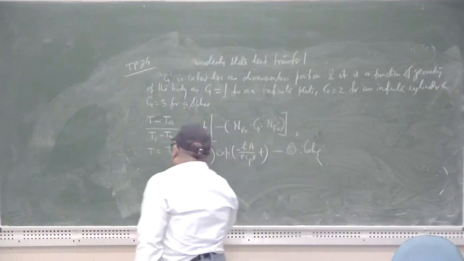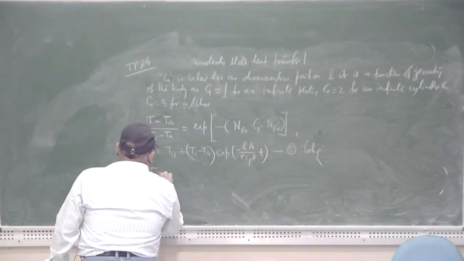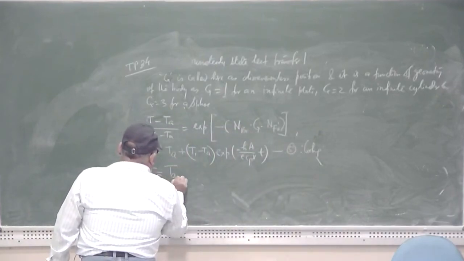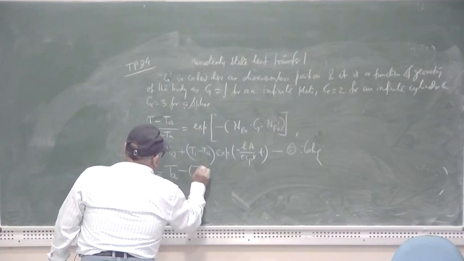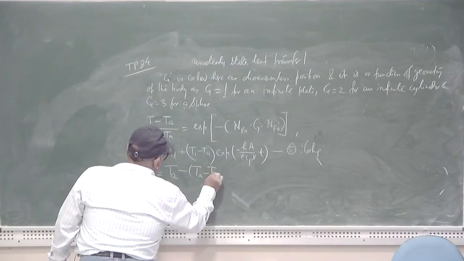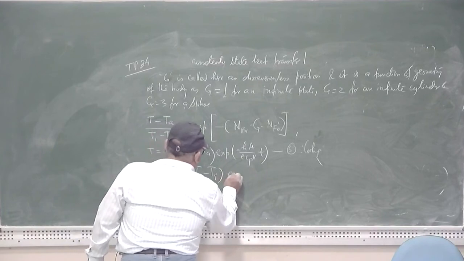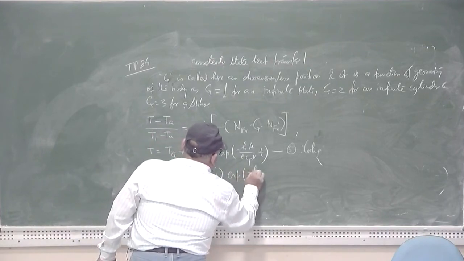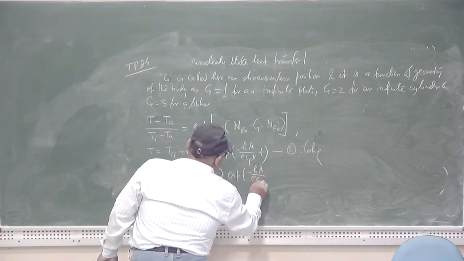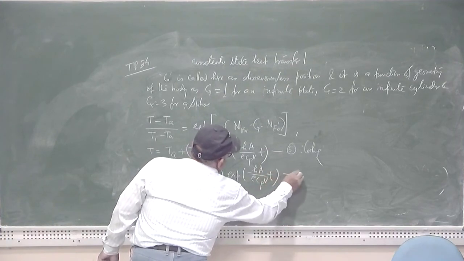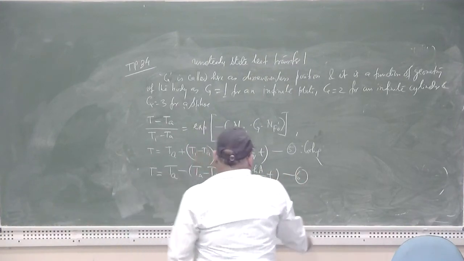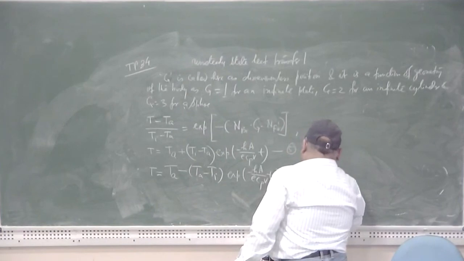When the same equation is to be used for the heating purpose, then it needs to be transformed as Ta minus Ti, same expression, exponential minus Ha divided by rho CpV into T. This equation can be used when the purpose of heating is there.